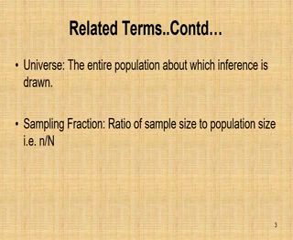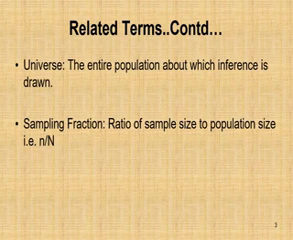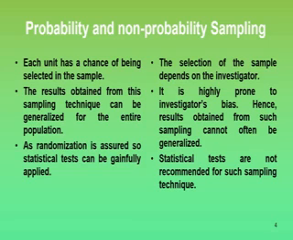Some related terms in this context are the universe. The universe is the entire population, or all the members of the population that constitute my universe. And there is something called a sampling fraction, which is the sample size divided by population size. That is small n divided by capital N. That is the sampling fraction.